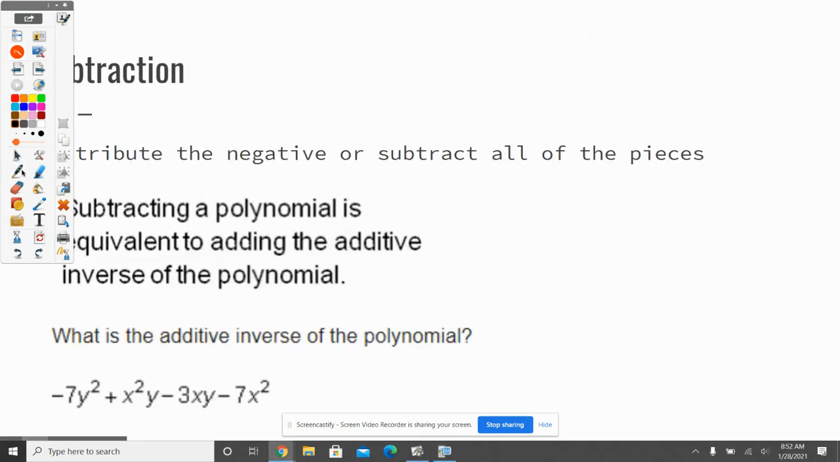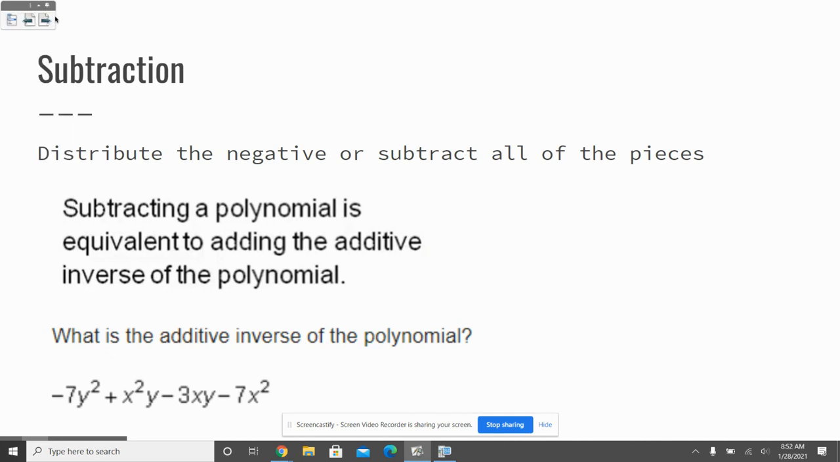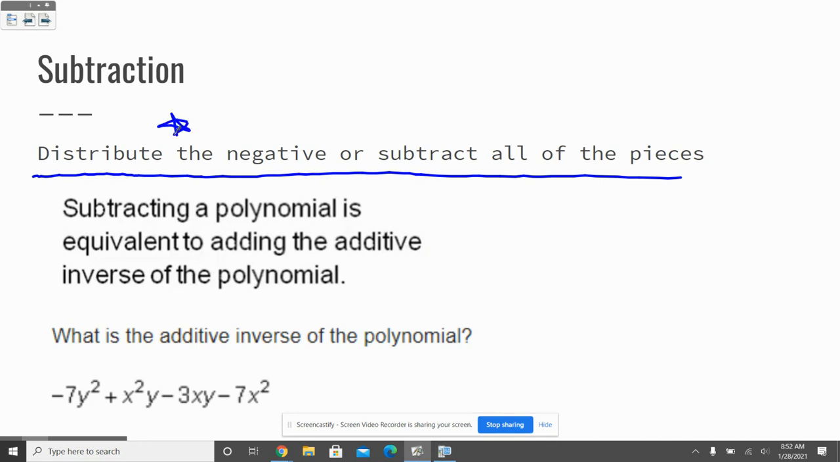Okay, subtraction. Kids do have a hard time with subtraction, but you know subtraction is a little bit more complicated than addition. So don't let it mess you up. There's like 3 ways to think about this. You could think about it as distributing a negative. Parentheses are necessary here.